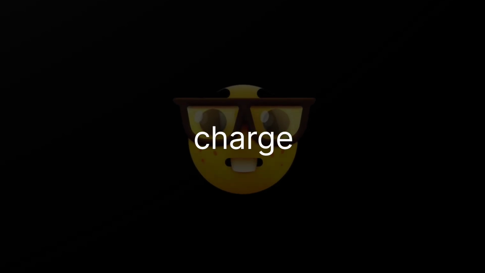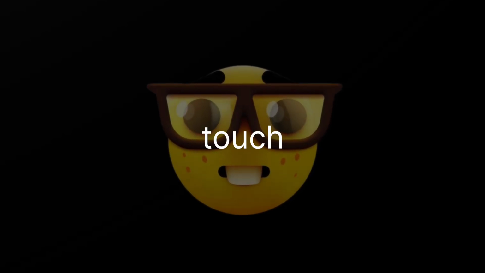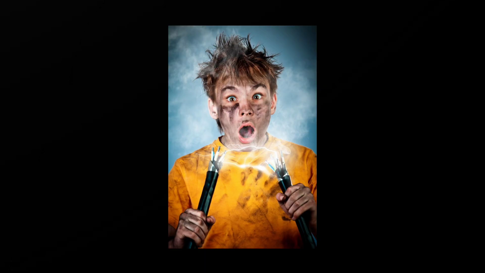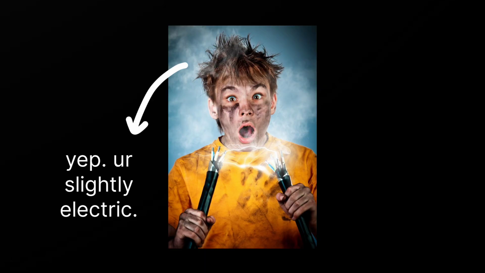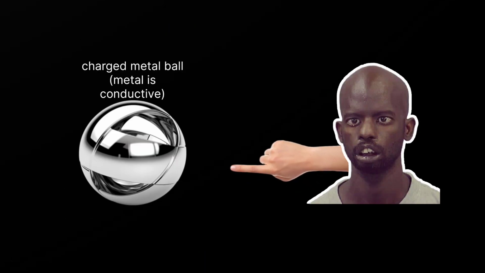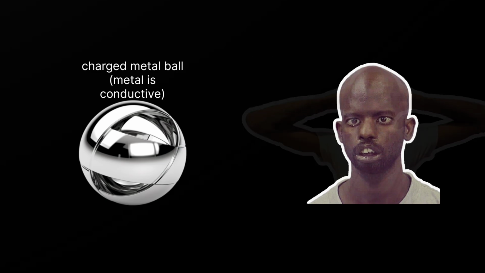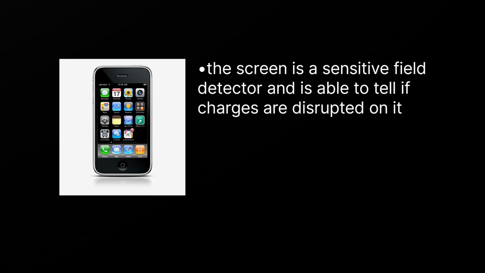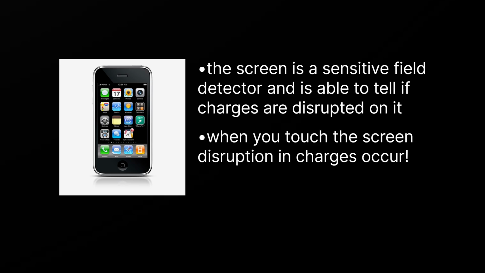Now, as I already said, these screens used the change in electric charge to sense and predict touch. But what does that exactly mean? And how does that even happen? Great question. Know that as humans, we are naturally conductive, and we are able to disrupt electric fields when we touch things. Think of the screen as a sensitive field detector, which constantly monitors the changes in electric fields, which is what happens when your finger touches the screen.